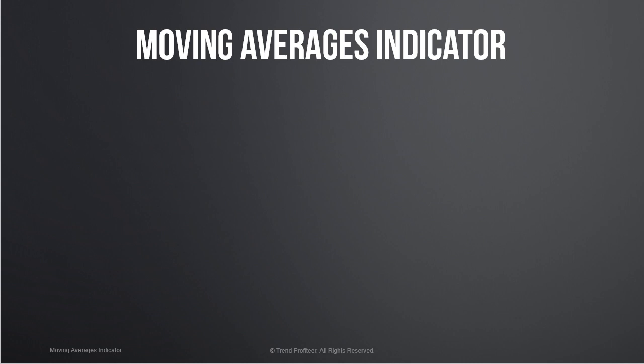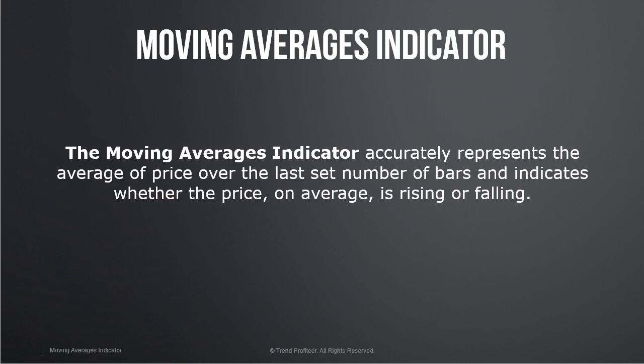In this lesson, we're going to go over what moving averages are, what moving averages we use, and how to use them with the Profiteer system, why they're so important. The moving averages indicator accurately represents the average of price over the last set number of bars and indicates whether the price on average is rising or falling.